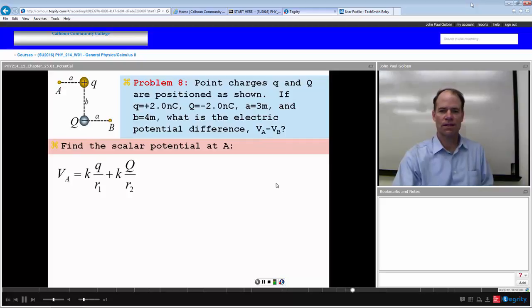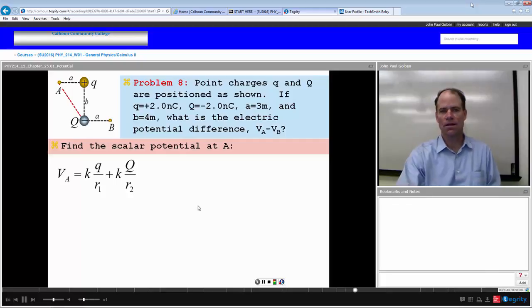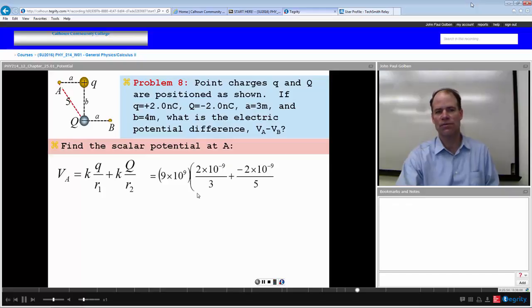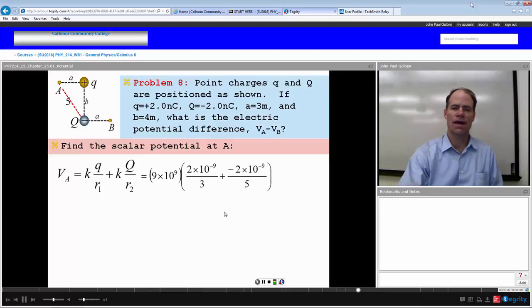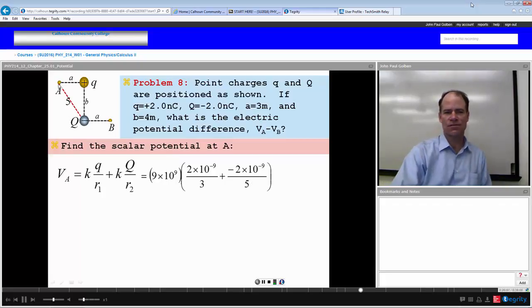At point A, we have kq over r_1 plus kQ over r_2, our scalar potential due to these two charges. Note that big Q is 5 meters away because a is 3 and b is 4, and we have a 3, 4, 5 triangle. So the distance from big Q will be 5 meters. We have k, 9 times 10 to the 9. Little q is 2 nanocoulombs. It is 3 meters away from point A. Big Q is minus 2 nanocoulombs. It is 5 meters away from point A. And it's going to be negative.